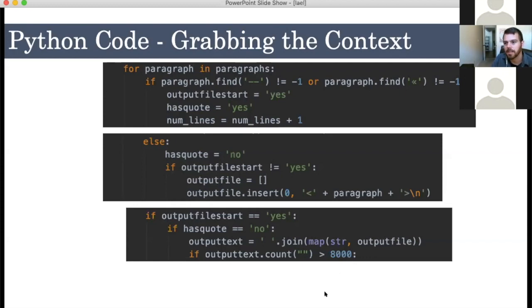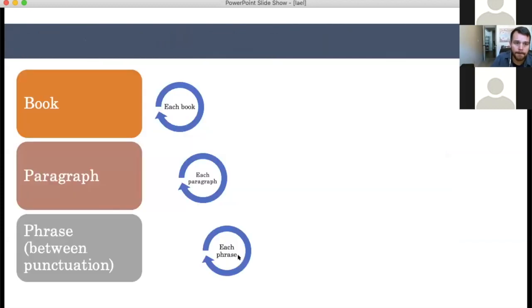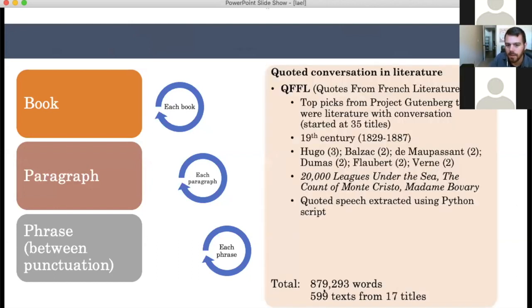I went up to 10,000 and I had too few. I went down to 5,000 and some of them were really, really short. So it was kind of a process of trial and error to get what seemed like a comparable amount of text to compare against the other register that I had, but also that represented chunks of conversation in this literature. So once again, these nested loops: for each book, we're looking at each paragraph. Within each paragraph, we're looking at each phrase. Within each phrase, we're looking for certain things and encapsulating them off so we don't consider them, including other things. And once again, the result was about 600 texts from 17 of these.